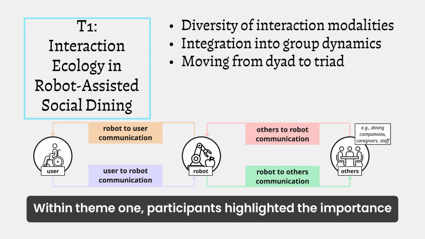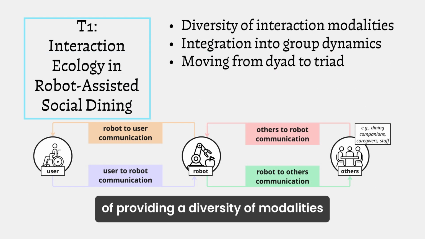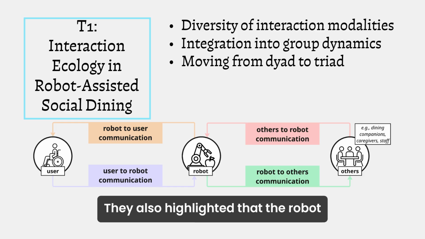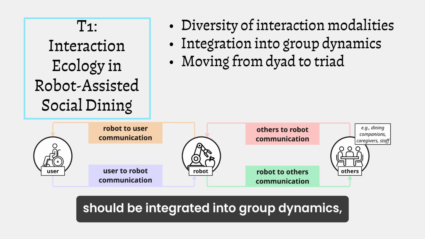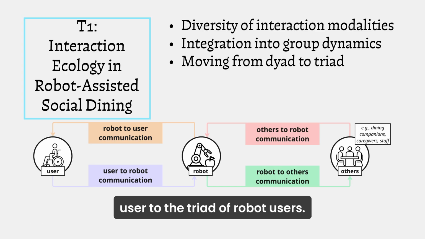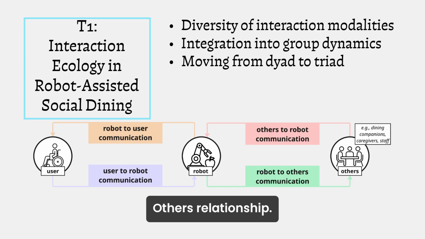Within Theme 1, participants highlighted the importance of providing a diversity of modalities for users to interact with the robot. They also highlighted that the robot should be integrated into group dynamics, making it necessary to move away from the dyad of robot user to the triad of robot users others relationship.